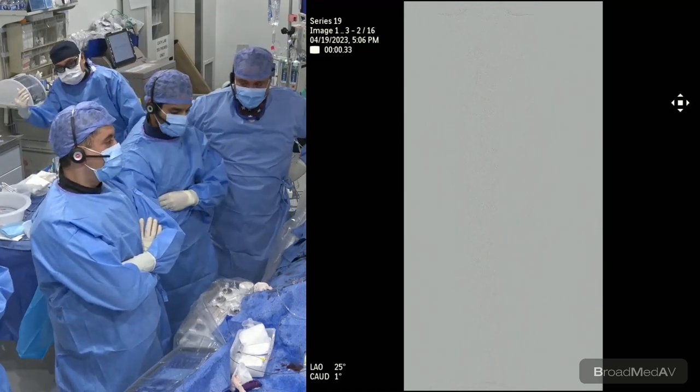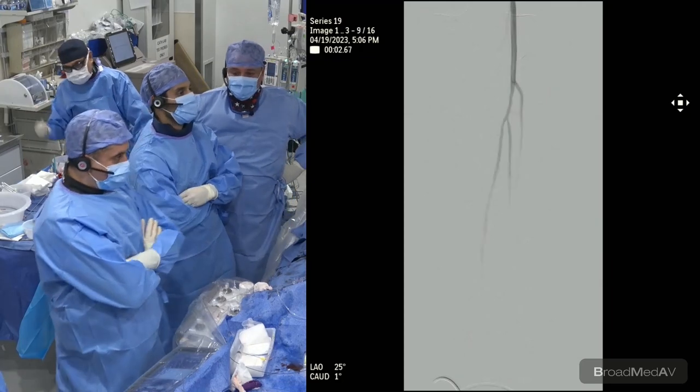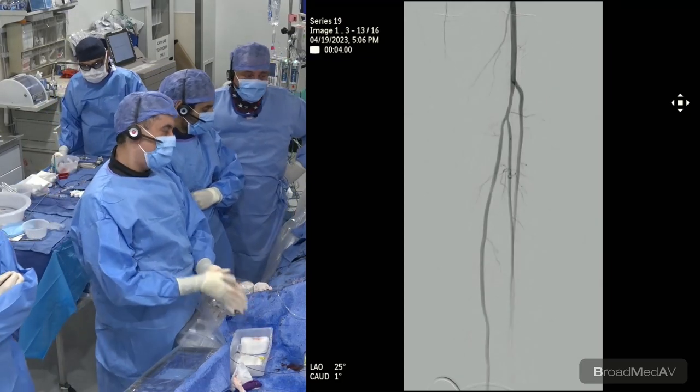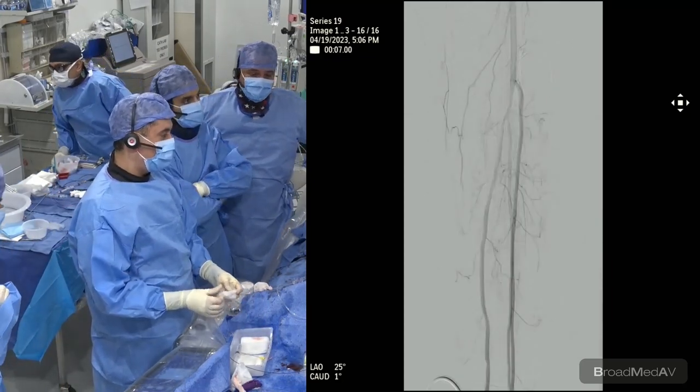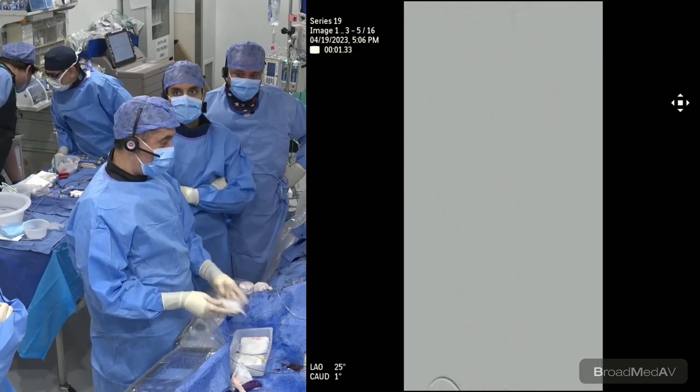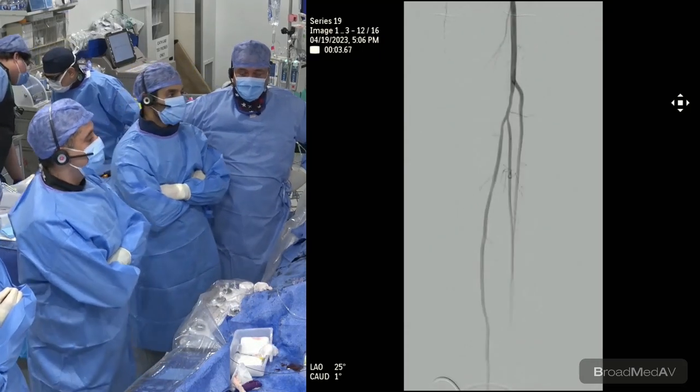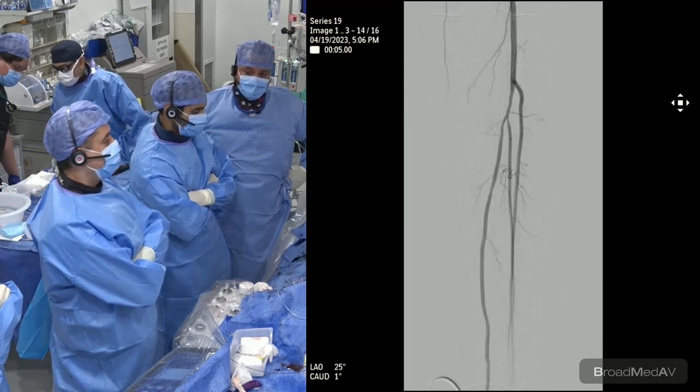Perfect. Yeah, but Vishal, what do you think, given the latest data with BEST-CLI? I think we'd be remiss, because this is a lesion that would have been a BEST-CLI patient, right? Possibly. He's got good vessel target. He likely has good vein. We don't know that, but I'm assuming he does. He has no varicose veins.